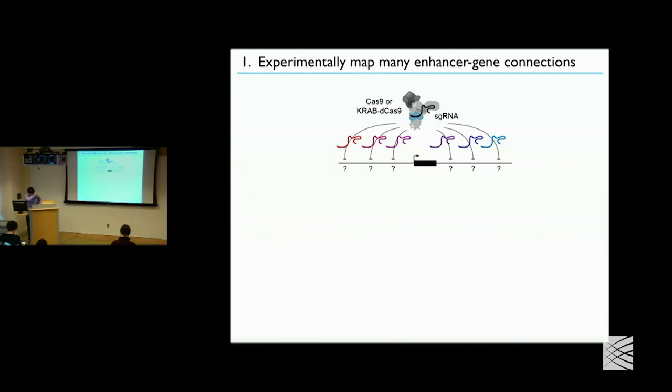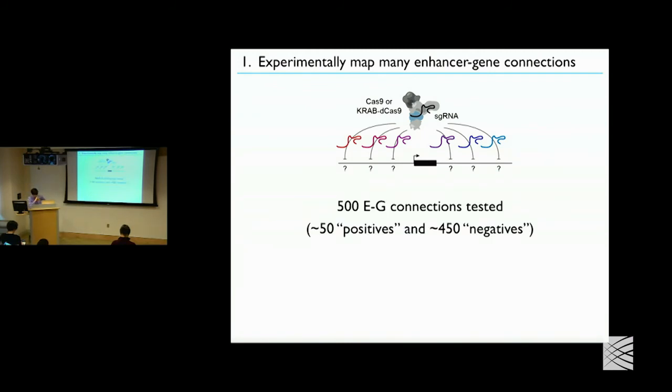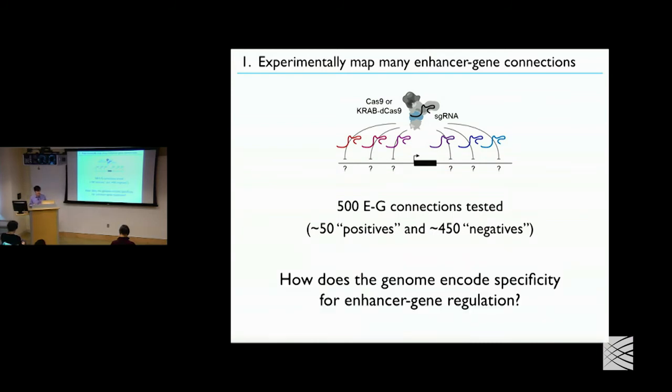So we've done this at this point on several dozen genes. And by combining this data with other existing data that we've generated previously, we now have a collection of approximately 500 putative enhancer gene pairs, where a putative enhancer is going to be a DNase hypersensitive site, 50 of which actually affect the expression of the gene, and about 450 of which do not affect the expression of the gene. And we're going to use this data set to try to learn how the genome encodes specificity for these connections.